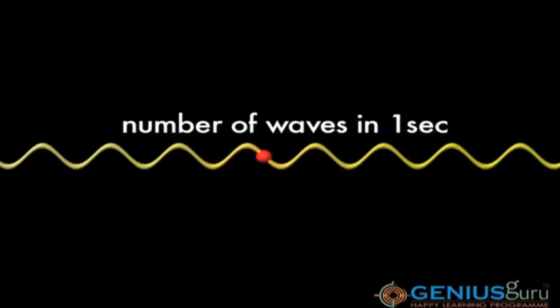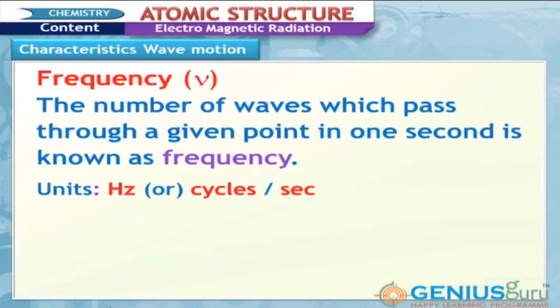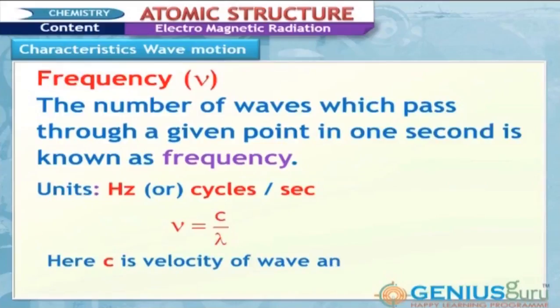Now, what is the formula to calculate this frequency? The frequency can be calculated using this formula: nu is equal to c by lambda, where c represents the velocity of the wave and lambda is the wavelength.